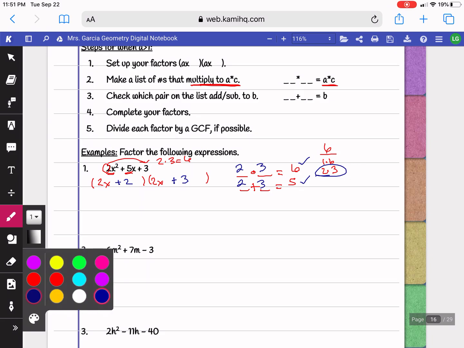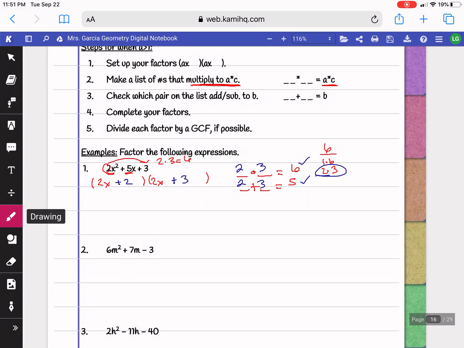Here, we're going to do one extra step that you didn't do before. Because right now, it doesn't make sense. 2x times 2x is 4x squared. 2 times 3 is 6, not 3 like this one ends with. So on this step, you're going to have to divide each factor by a greatest common factor if possible. So if we look at our first factor, we have a 2 and a 2. The biggest number both of them can be divided by is 2. So we're going to actually divide these both by 2.